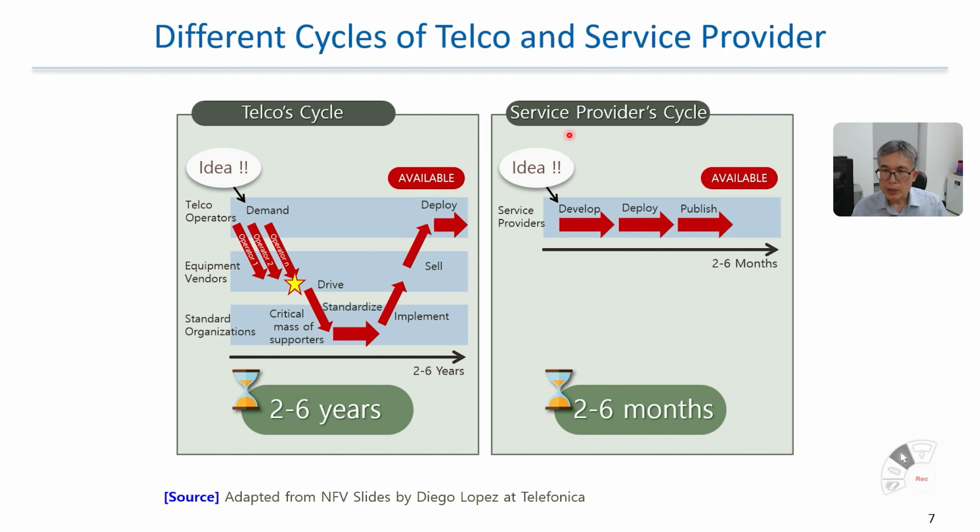Nowadays, for service providers like Amazon, Google, Meta, and Apple, this kind of cycle is too long. So they go from idea, to development, to deployment. This usually takes 2 to 6 months, as you can see. The cycle time is significantly reduced. This is possible because of open source projects.